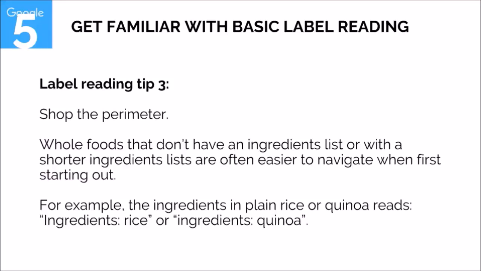Tip number 3, shop the perimeter. So whole, unprocessed foods that don't have an ingredients list or with the shorter ingredients lists are often easier to navigate when you're first starting out with a diet. For example, the ingredients in plain rice or quinoa reads ingredients: rice or ingredients: quinoa. Super simple to determine if it's low or high FODMAP.